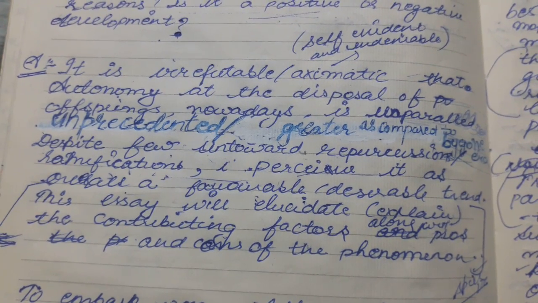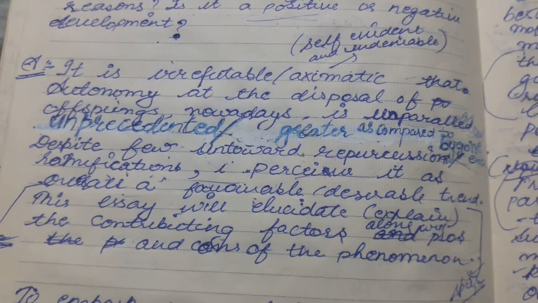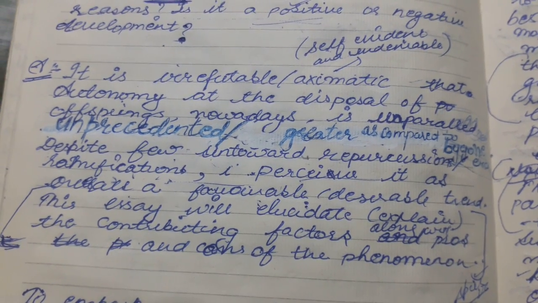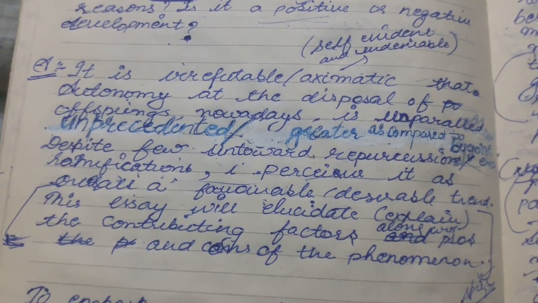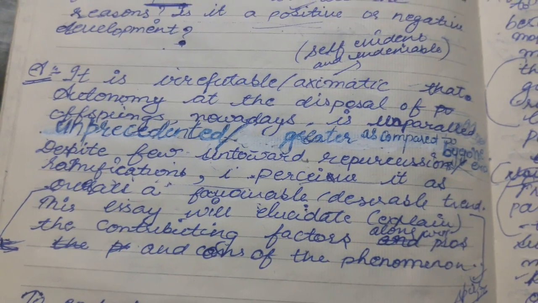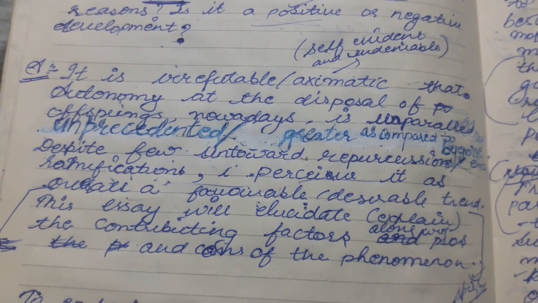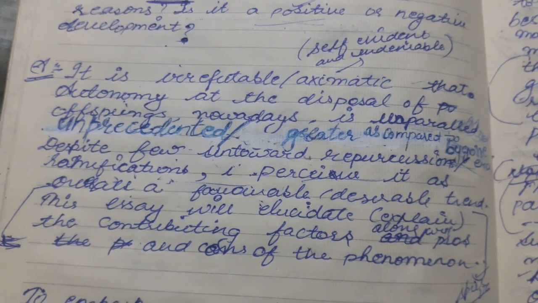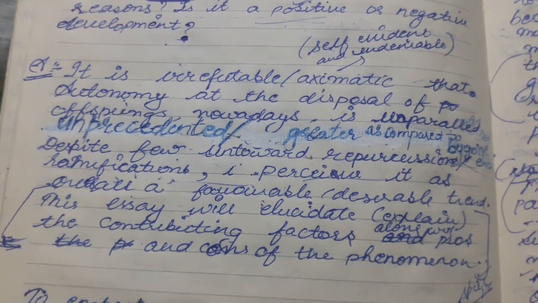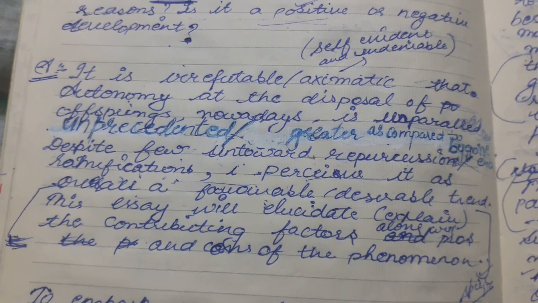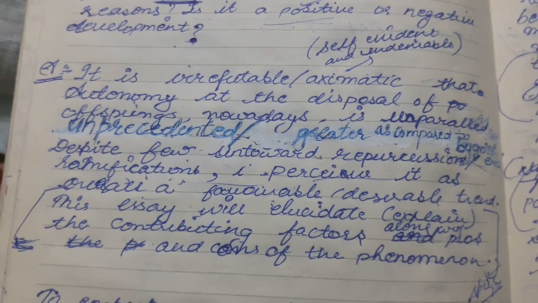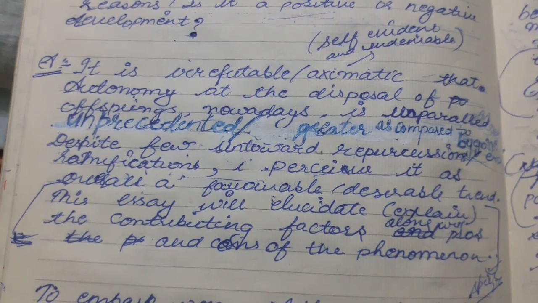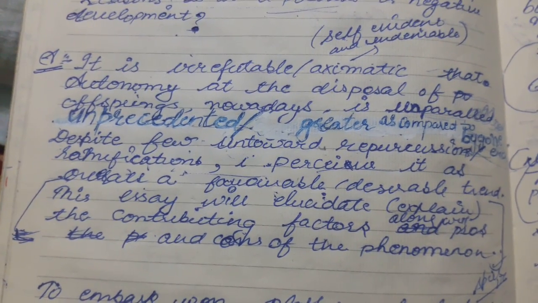Then there is the thesis statement: despite few untoward repercussions. Untoward means unwelcome; repercussions means negative points. So despite few negative points, I perceive it as overall a favorable trend. I perceive means I consider it overall a favorable trend. So here I have acknowledged that there are a few negative aspects, but still I believe that it's overall a positive development. That is why in the answer also I have mentioned both positive and negative points, but I have mentioned more positive points as compared to the negative points, matching my thesis statement.